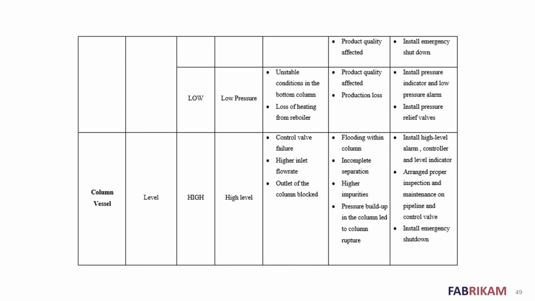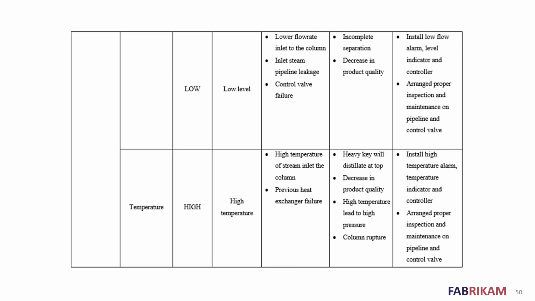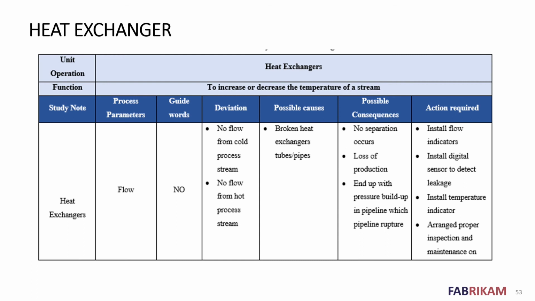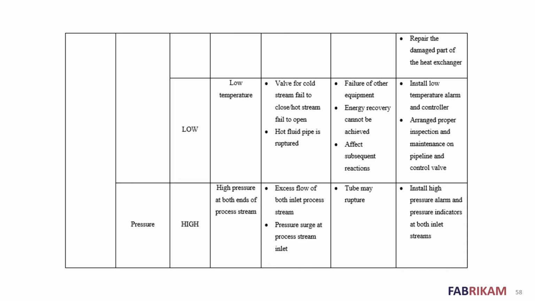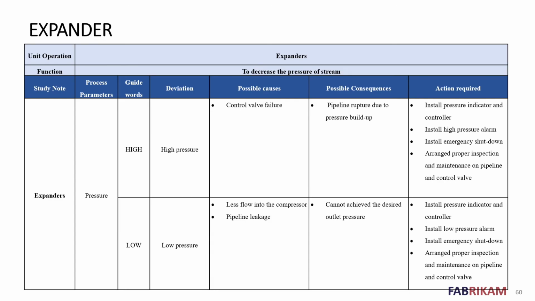And the last study note for the distillation column is column vessel. Under this study note, there are 3 process parameters controlled, which are level, temperature, and pressure. For heat exchanger, there are three process parameters which are controlled. Firstly, flow. Secondly, temperature. Finally, pressure. Finally, for expander, the only process parameter that was controlled is pressure.